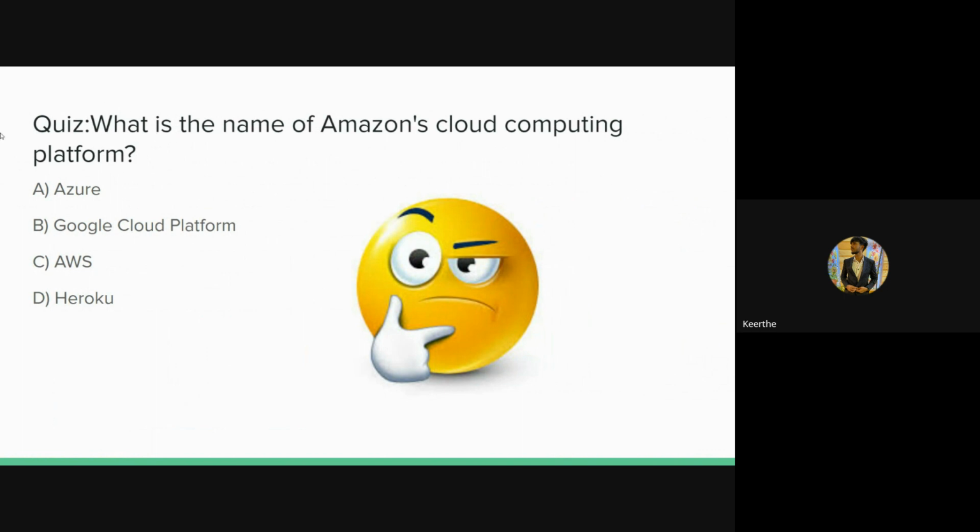Yeah, let's go through a short quiz. What is the name of Amazon's cloud computing platform? I think it's easy, as I explained many times. A is Azure, B is Google Cloud Platform, C is AWS, D is Oracle. Okay, let's wait till 9:28 and we'll be checking the comments.